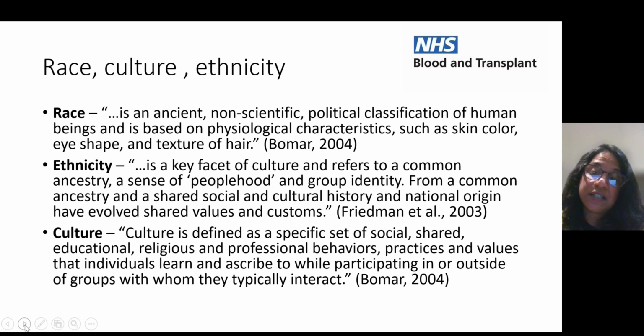Culture is defined as a specific set of social, shared, educational, religious, and professional behaviors, practices, and values that individuals learn and ascribe to while participating in or outside of groups with whom they typically interact. These definitions have been borrowed from the seminal work of Bomar and Friedman.